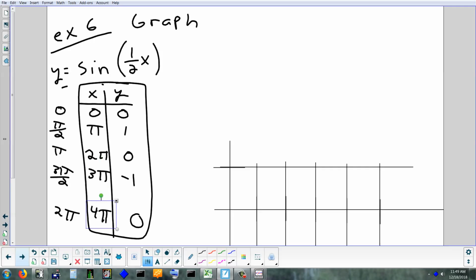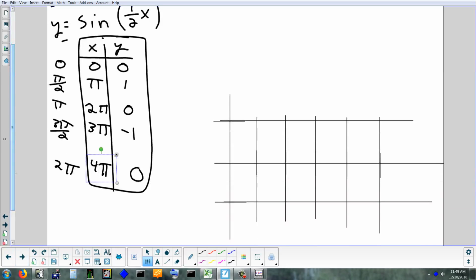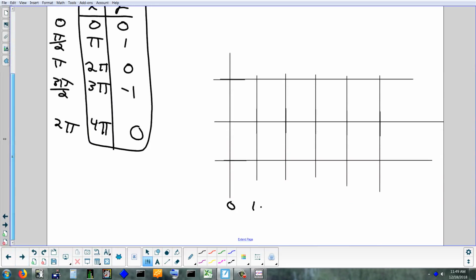Are those all equally spaced? Yep. They're equally spaced, there's a pattern. Because they're equally spaced, you can use those to label your graph. They're always equally spaced if you've done it right. So this is 0, pi, 2 pi, 3 pi, 4 pi. And my y-axis, 0 in the middle, and then 1 to -1.